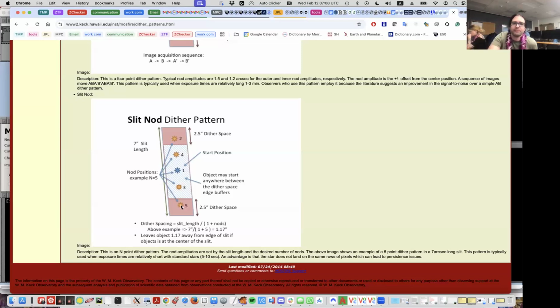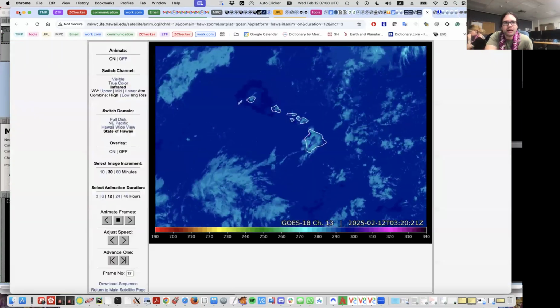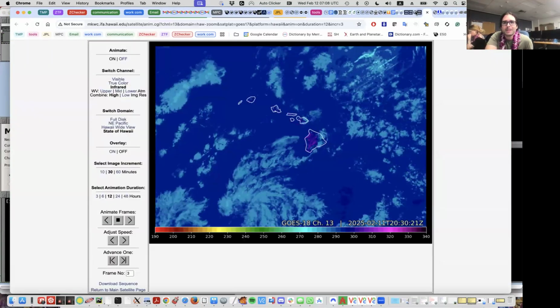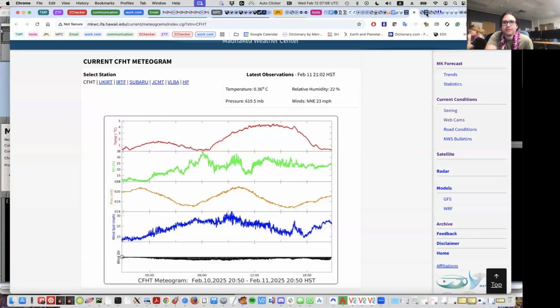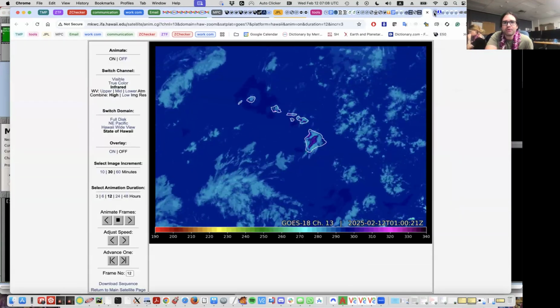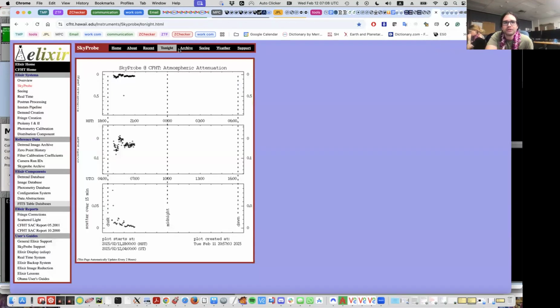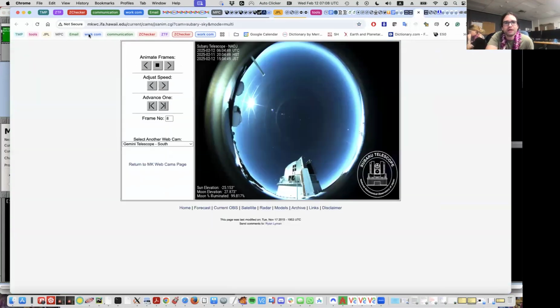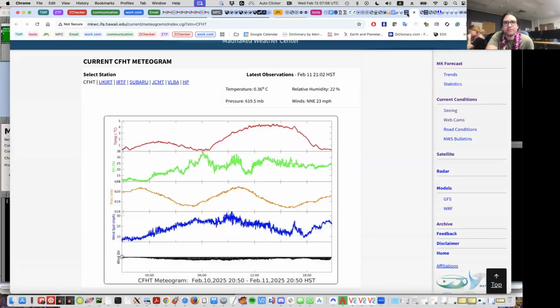Let's check our... Exposure complete. Let's check the guide probe. I mean the sky probe. Yeah, so it looks like atmospheric scatter is pretty small. Looks like the sky is still clear. I don't see any clouds moving overhead, so it looks like we're pretty good.